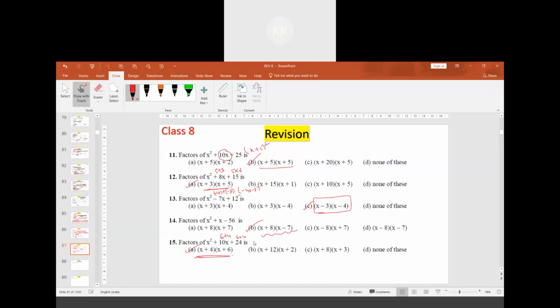If you are having doubt on these type of questions, it's better that you use split the middle term and simplify. You may waste 1 minute of time, but you will get the correct answer.